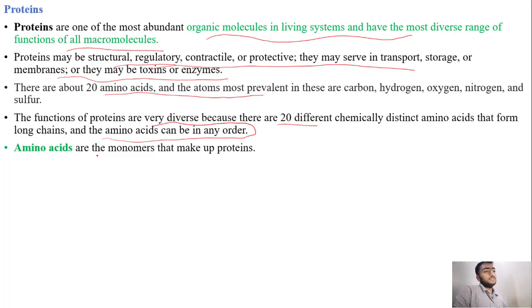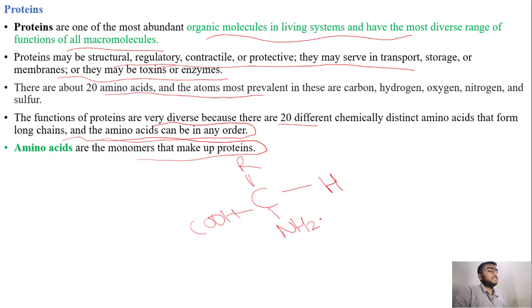So amino acids are the monomers that make up proteins. You must understand that amino acids have a general formula: a carbon, which is linked to hydrogen on one side, and R on the other side, and then COOH, and then NH2. So this is the general formula of an amino acid, which is linked to other amino acids by a peptide bond.